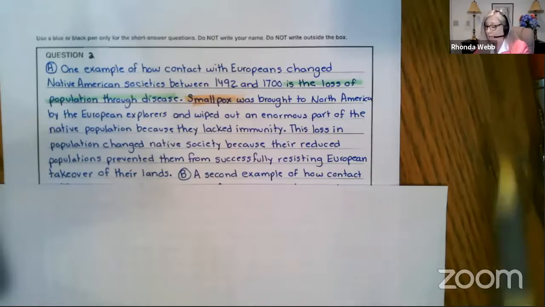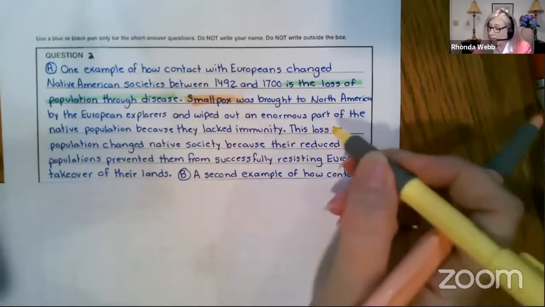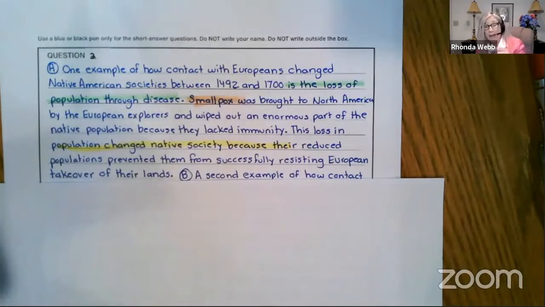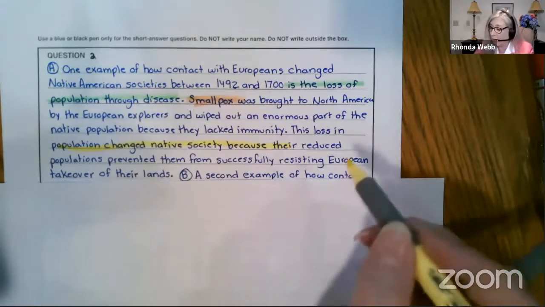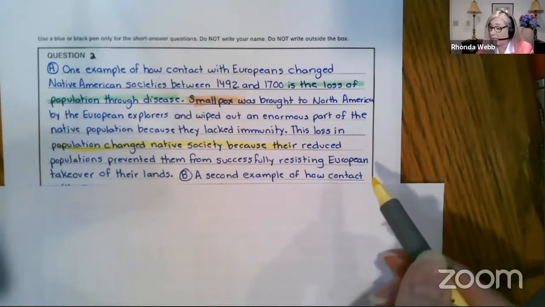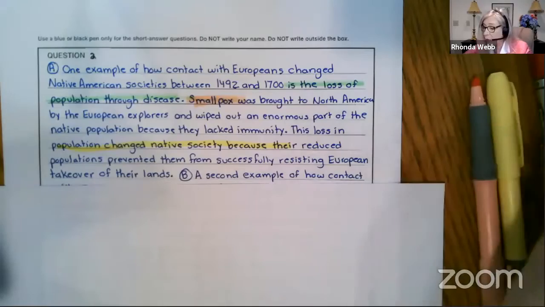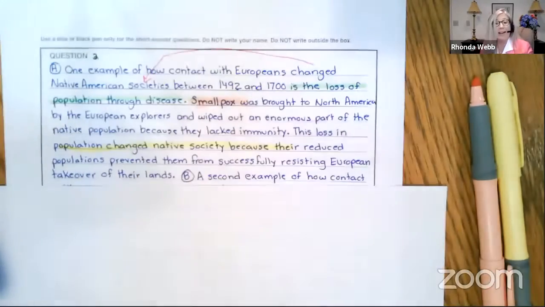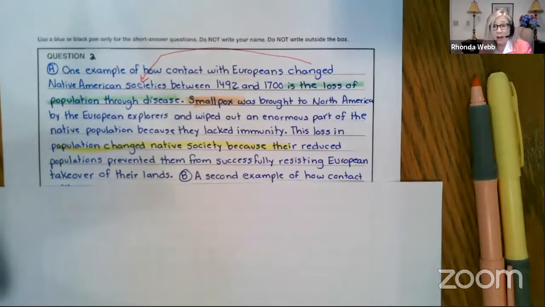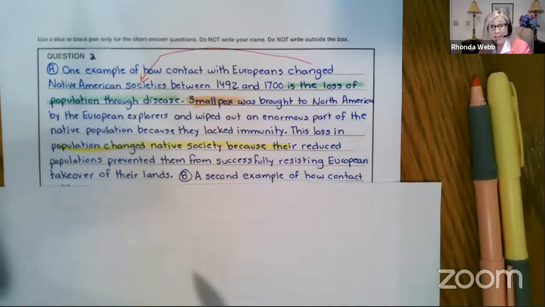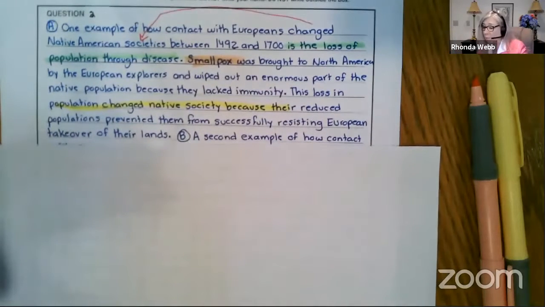So now I want to tie it together. This loss in population changed native society because here's why. This is why it changes that society, because their reduced populations prevented them from successfully resisting European takeover of land. So I'm saying I've got to show how it changes their society, not just that a lot of the native population died. I've got to show, how does it change their society? Well, they end up losing their land because they can't defend it anymore because they've lost their numbers.